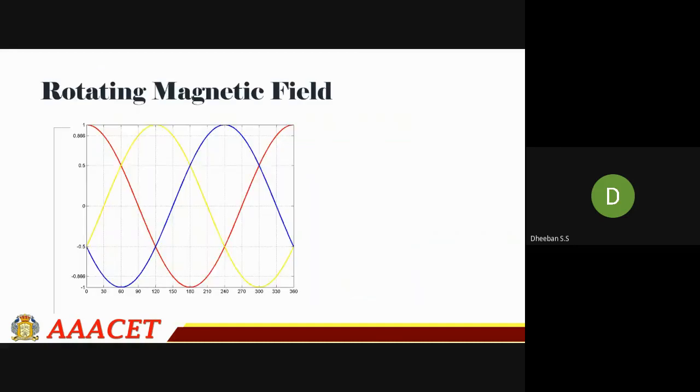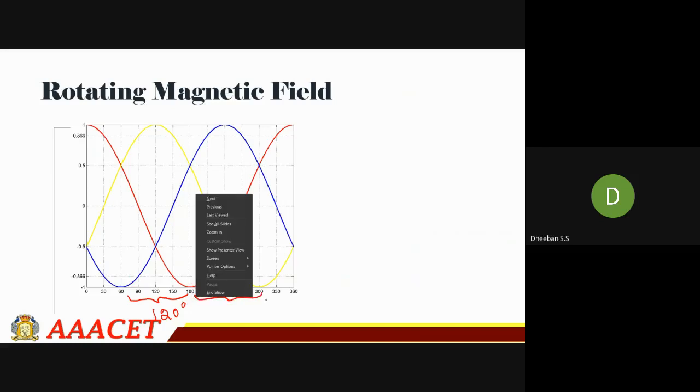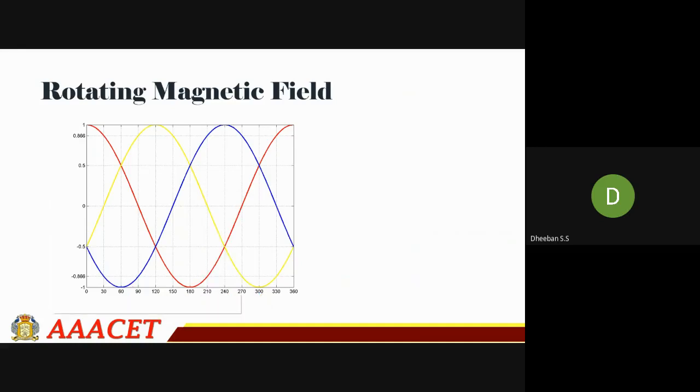This is what a rotating magnetic field looks like. We have seen about the stationary magnetic field, and this is what your rotating magnetic field looks like. You can clearly see each and every phase will be 120 degrees apart. R and B are 120 degrees apart, then R and Y are 120 degrees apart. So this is how the principle is involved.